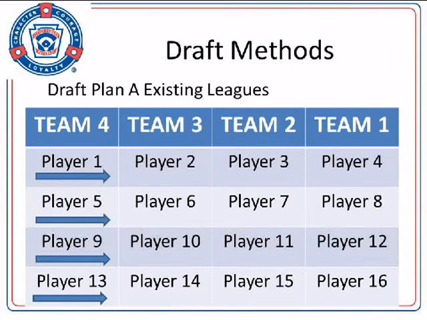Draft Plan A for existing leagues. This table shows a 4-team league and how the players would be selected using Draft Plan A. Team 4 from the previous season would draft Player 1. Team 3 would draft Player 2. Team 2 would draft Player 3. Team 1 would draft Player 4. Then Team 4 would select again, getting the 5th player. Team 3 would get the 6th player, and so on until all rosters are complete.